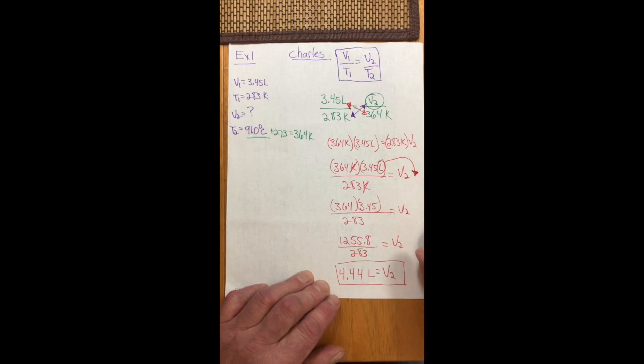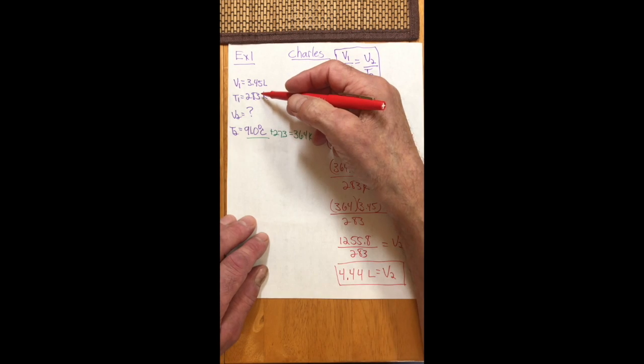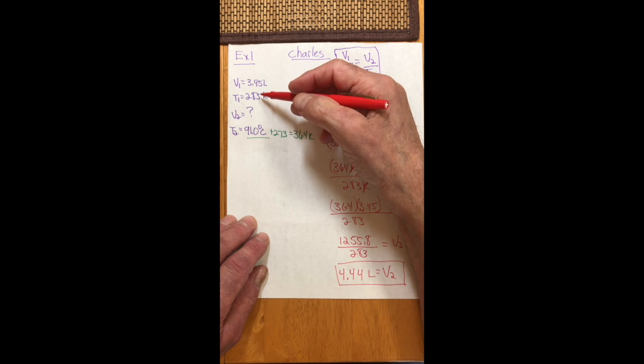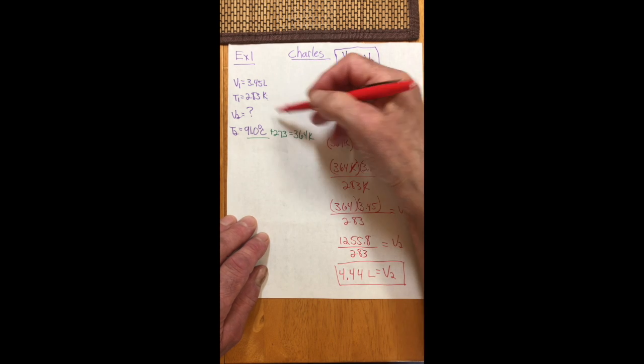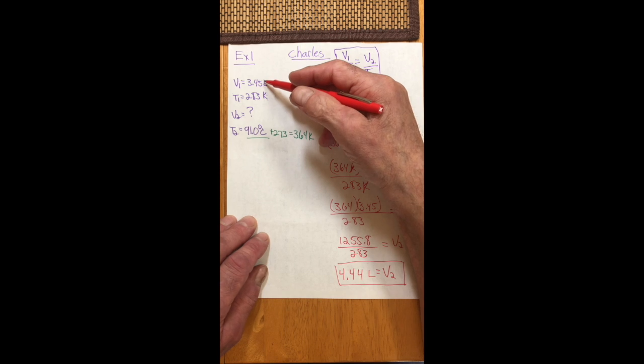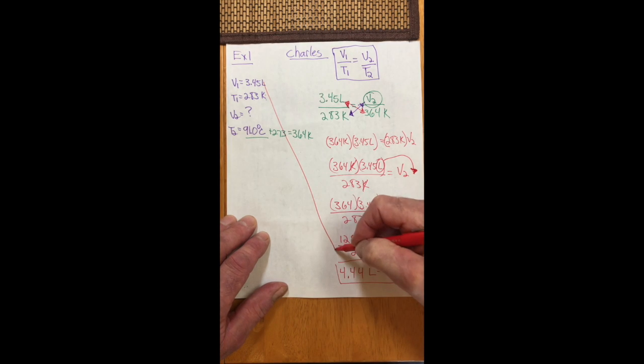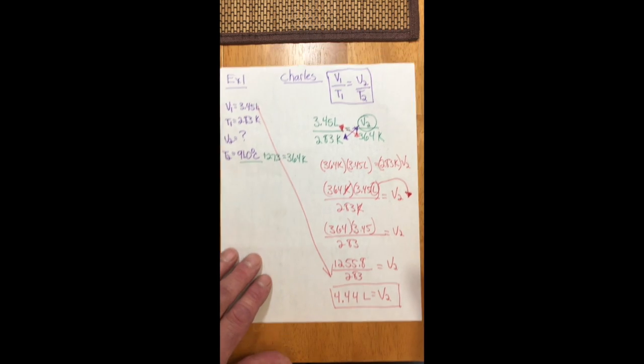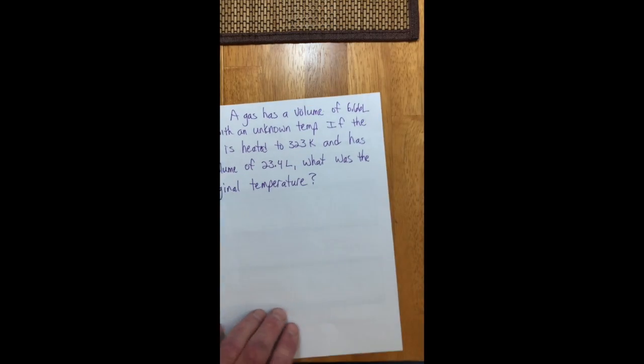Does the answer make sense? Let me see. I increased my temperature by about 80 degrees, right? 80 K right there, and my volume went up. Increased temp, increased volume, looks good. Okay, we can do example number 2 now.